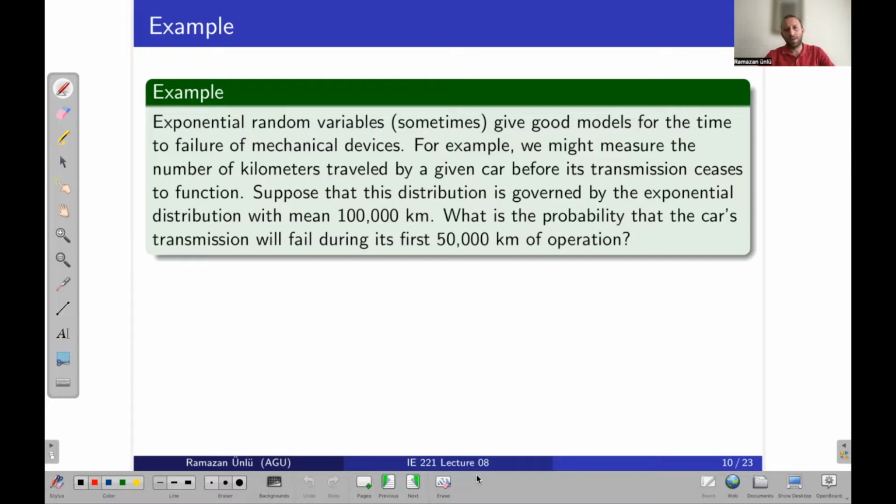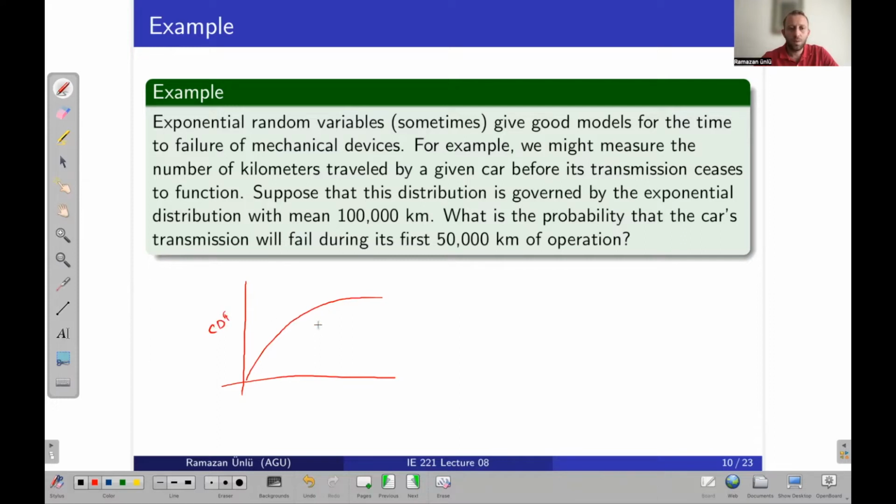So from this context, suppose that this distribution is governed by the exponential distribution with the mean 100,000 kilometers. What is the probability that the car's transmission will fail during its first 50,000 kilometers of operation? Remember the CDF of the exponential distribution, which is something like that, right? And this is the CDF.